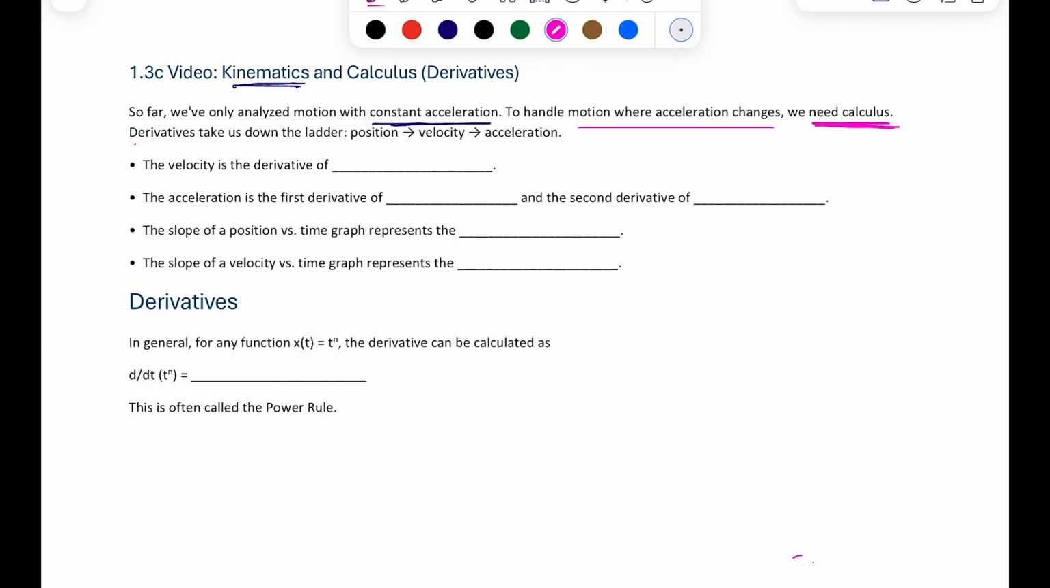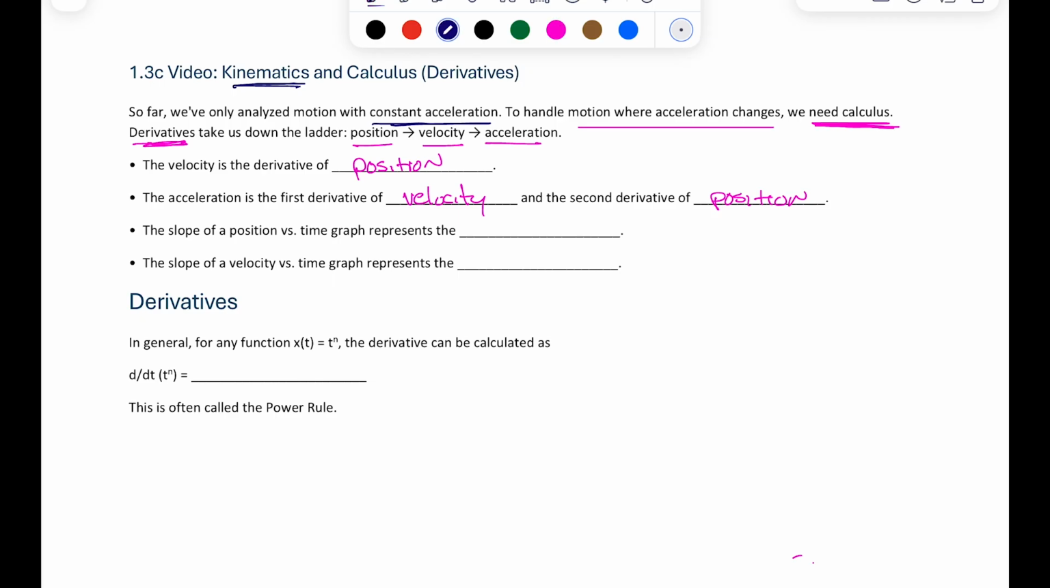So derivatives, here's the big fancy word, take us down what's called a ladder. We go from position to velocity to acceleration. So the velocity is the derivative of position. Acceleration is the first derivative of velocity, and the second derivative of position.